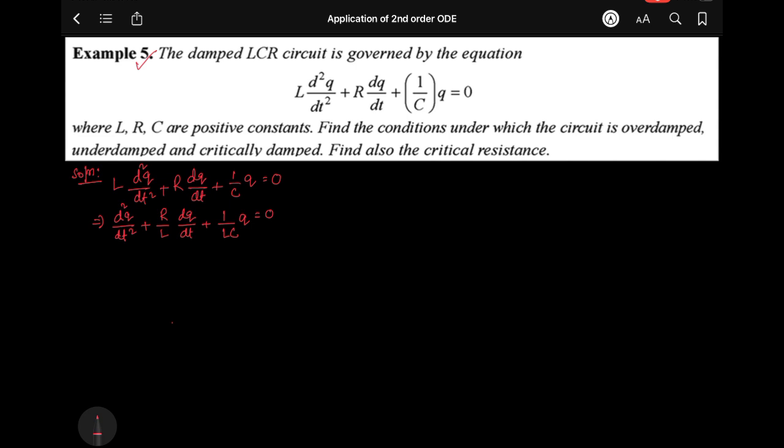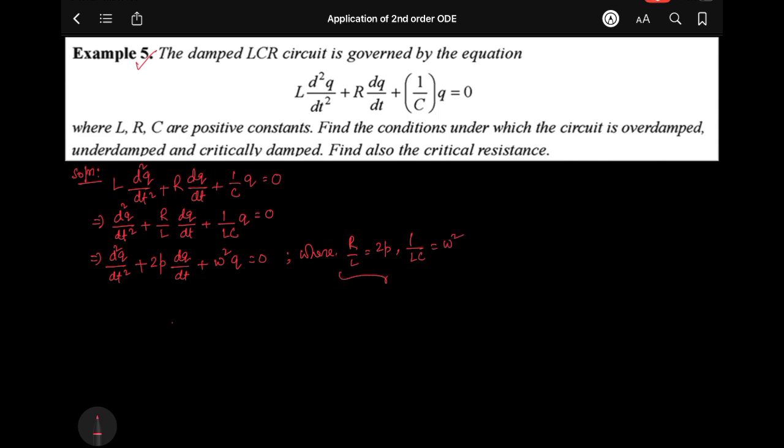Now this equation can be written as d2q dt2 plus R by L, this R by L can be substituted as 2p, dq dt plus 1 by LC, it can be substituted as omega square, q is equal to 0. So basically we are having R by L is equal to 2p and 1 by LC is equal to omega square.